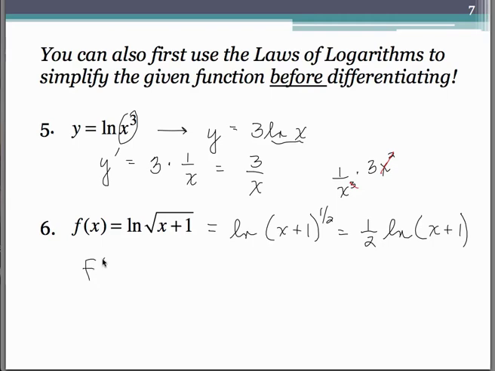So when we go to find our derivative then, the 1/2 stays as the coefficient. We're going to have 1 over x plus 1. That's kind of all you can do. I mean, you could distribute the 2 times that quantity, x plus 1, if you wanted to. Make it 1 over 2x plus 2, but that's about all you could do.